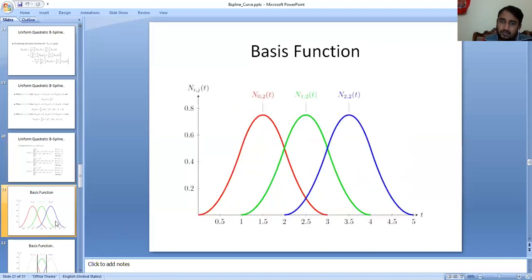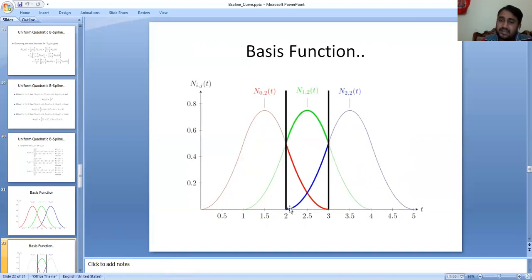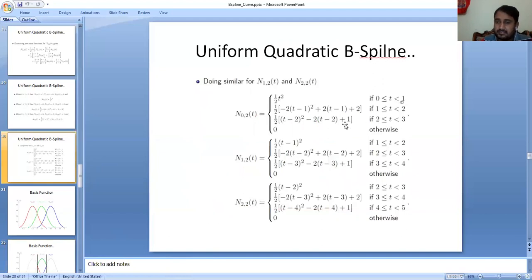So what we are talking about, the B-spline, we consider the B-spline in only that portion where there is the contribution of all three curves. And we will neglect those portions where there is a contribution of only a single function or two functions. So from 2 to 3, you can see here, there is the contribution of all the three curves. So we'll consider only this region when t is from 2 to 3. So here 2 to 3 is this equation, here 2 to 3 is this equation, and here 2 to 3 is this equation.